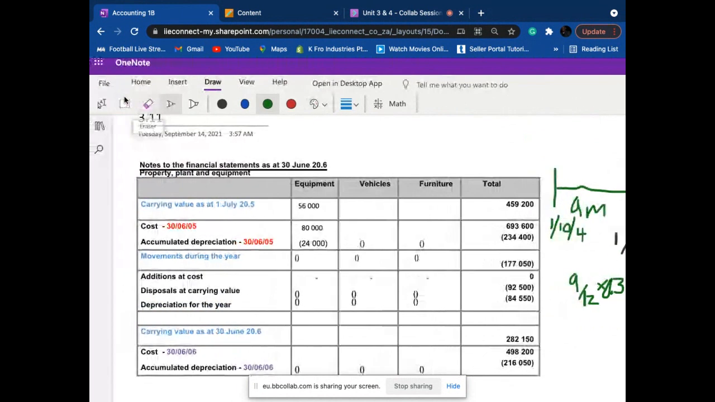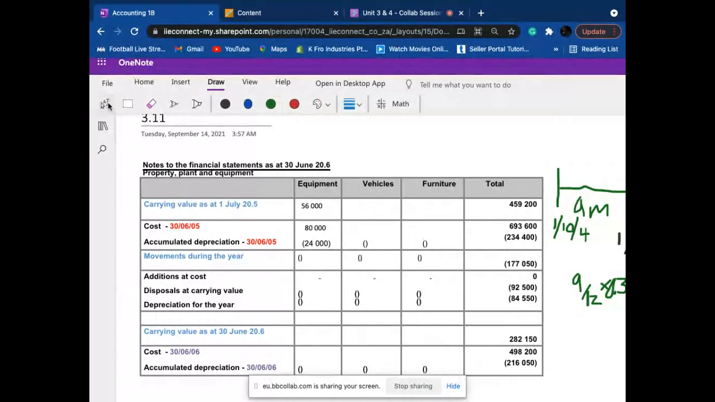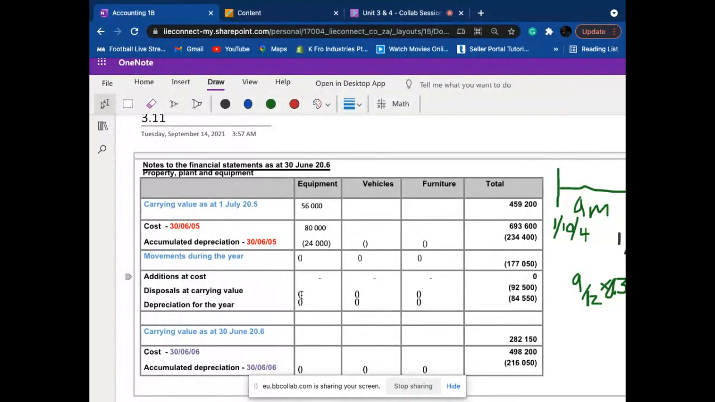But before we go any further, we can quickly record this. All right, so disposals at carrying value. So here, can you see it's disposals at carrying value? It's not disposals at selling price. So what amount are we going to put here on disposals at carrying value? 15,000, okay? We want the carrying value of the asset we disposed of. So 15,000. Okay, dealt with that.